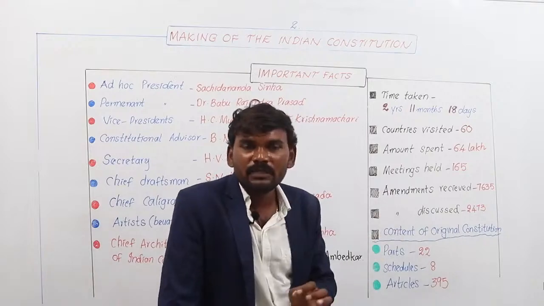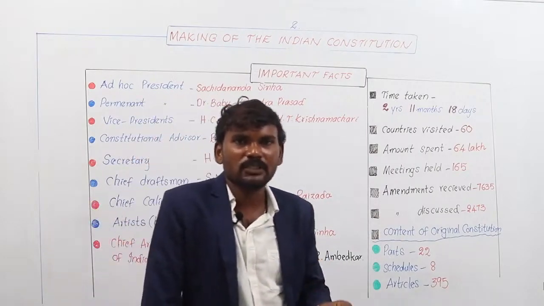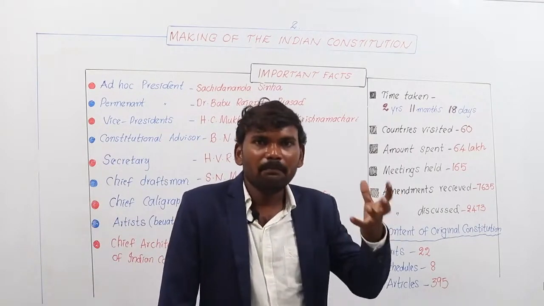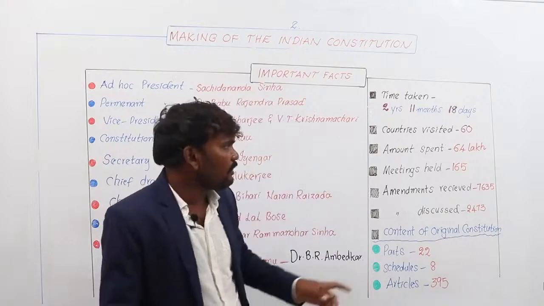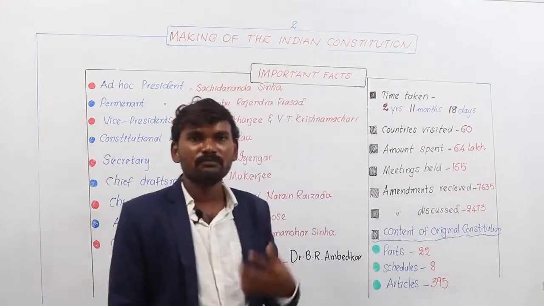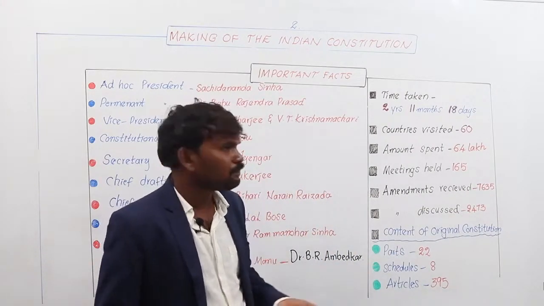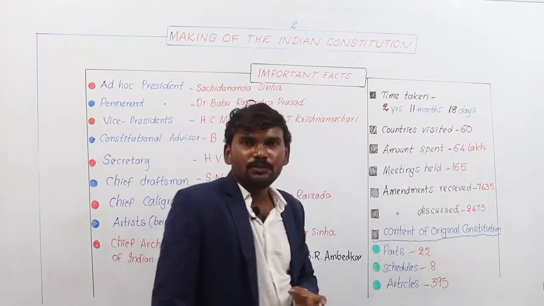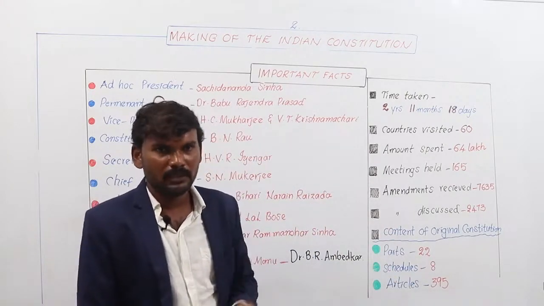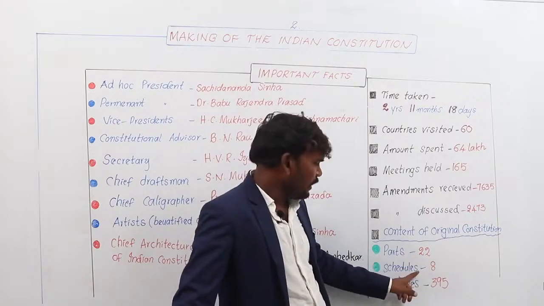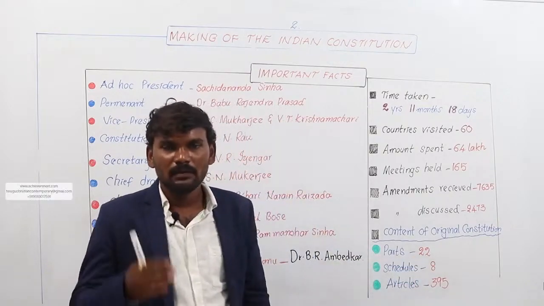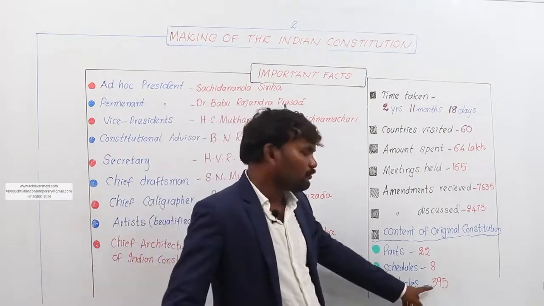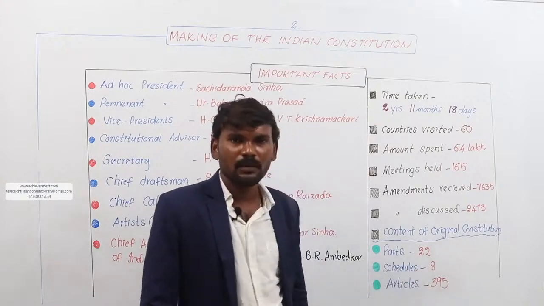When the drafting committee published its first edition in February 1948, many amendments were received from the public. Nearly 7,635 modifications or amendments were taken from the public. Of these 7,635 amendments, 2,473 came up for discussion. Okay, next, when the Constitution was adopted by the Constituent Assembly on November 26, 1949, it consisted of 22 parts, 8 schedules, and 395 articles.